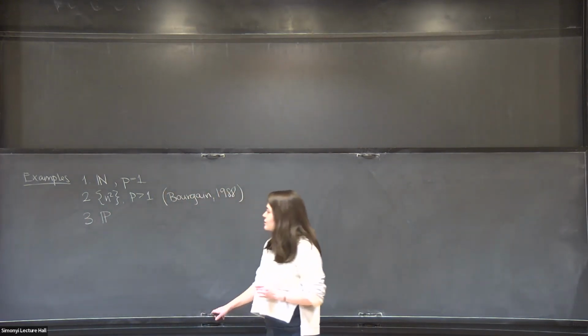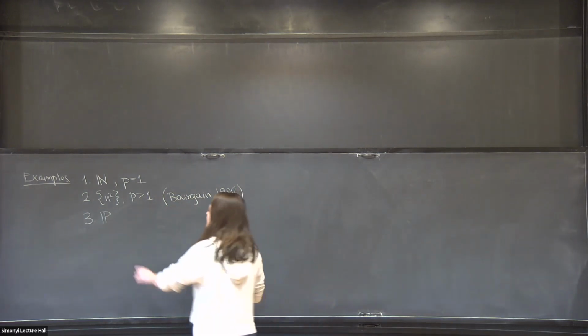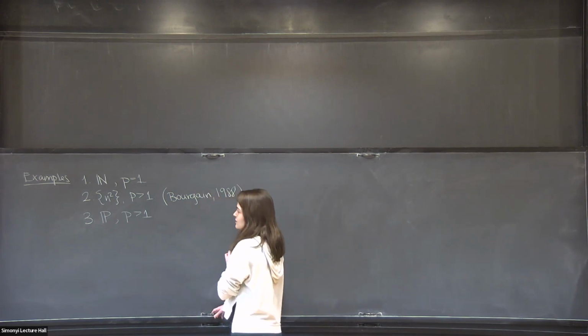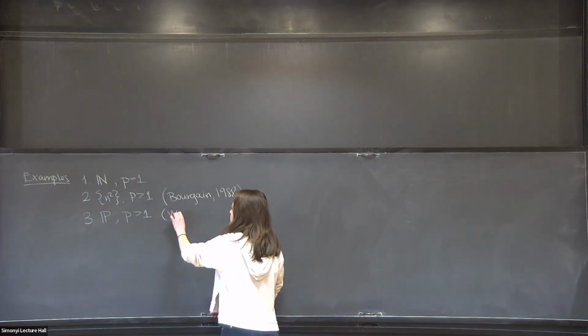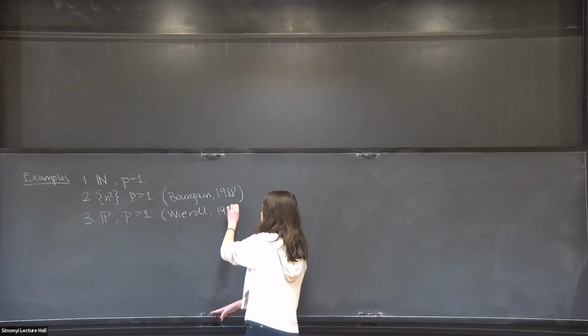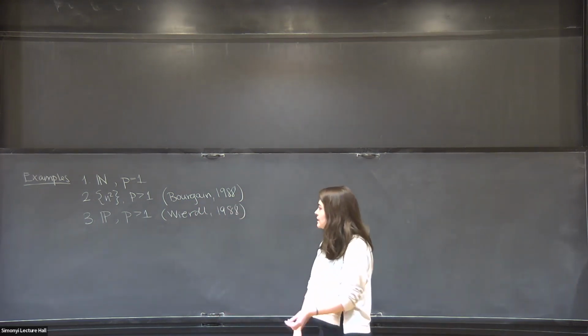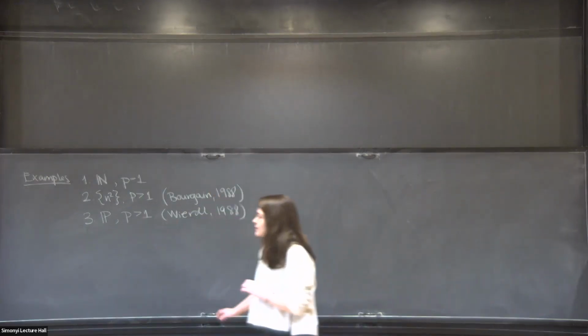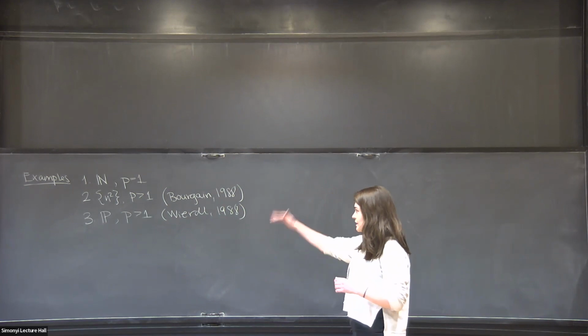The next example is the set of primes. This was also shown to be universally good for L^p for any p strictly greater than 1. This is due to Wierdl, also 1988. And so in all of these cases, we do know that these sequences are universally good.